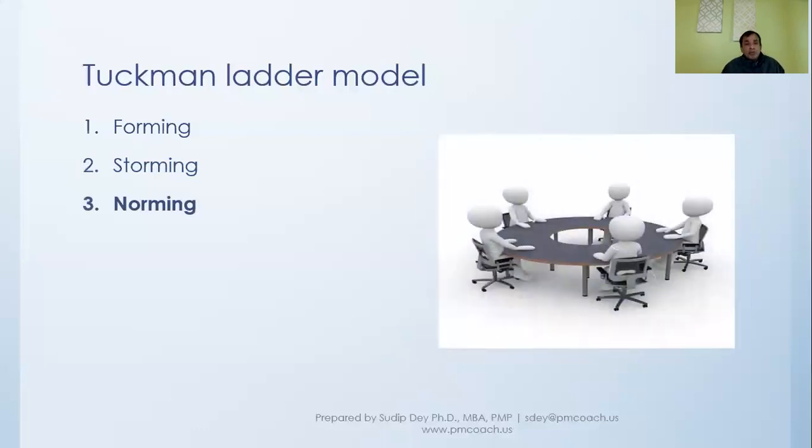Then after storming, after they have come to know each other and become more comfortable, they move to what is called the norming phase. In the norming phase, they are now much more comfortable. They've started working together and they understand that better. They start interacting with each other and so on.